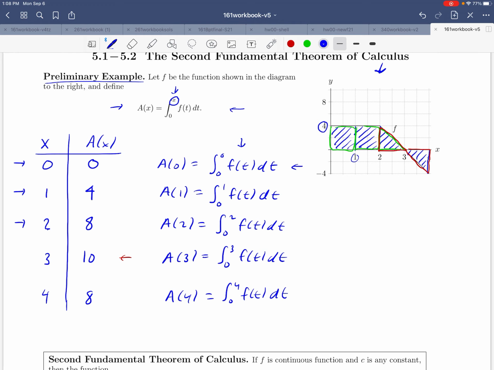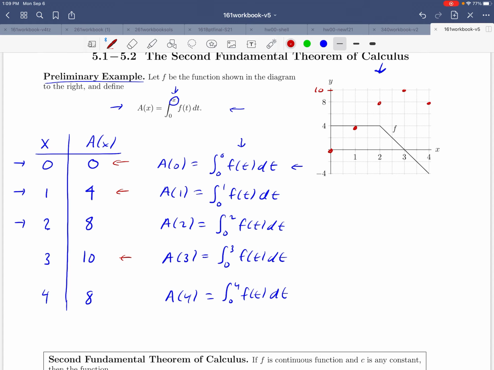Okay, so we have a table of values here, and we can plot these points to see what A of x looks like. All right, so just to declutter, I'm going to get rid of some of the shading that we did here. And now we'll go ahead and plot the points that we have, starting with (0, 0), that would be here, and then (1, 4), that's here, (2, 8), and so on. Okay, (3, 10). Now let's be careful with our scale. Notice that we're going by 2, so 10 would actually be here. And then (4, 8) takes us back down to here.